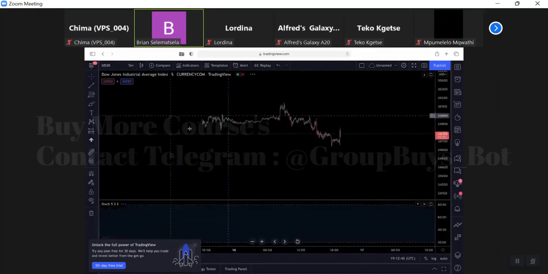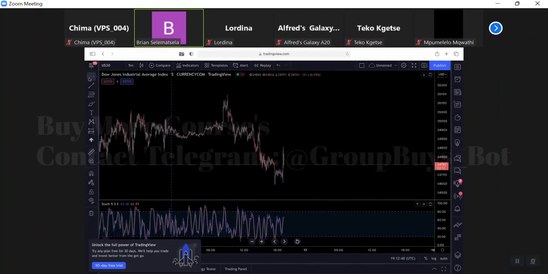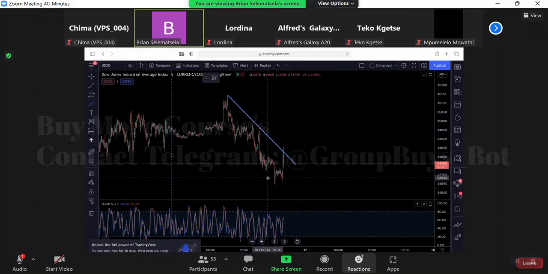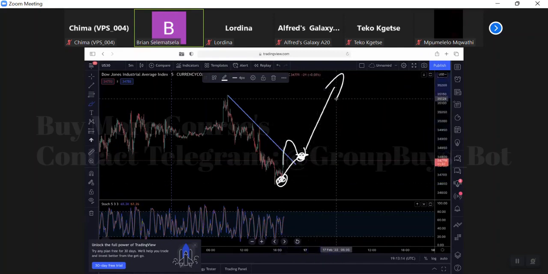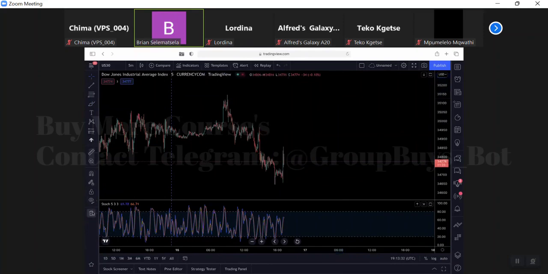Now, looking at what is happening, there was a very clear footprint here, and the market hasn't closed above here. So the best thing we can do is wait for it to close above, so that we can spot divergence between this point and that point, so that we can take it up like that. And it's just a matter of waiting here.